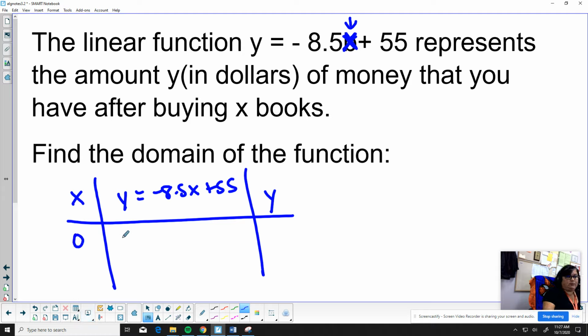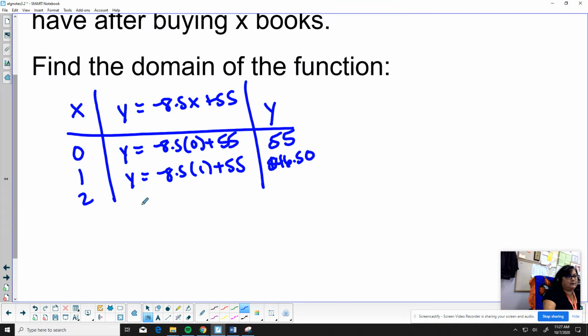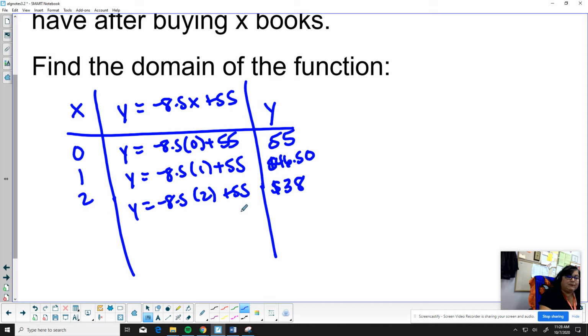So we could buy 0 books, and if we did that, we would still have $55. If we bought 1 book, let's use our calculator there. 55 minus 8.5, we'd have $46.50 left. If we bought 2 books, so $55 minus 8.5 times 2, we'd have $38. And we could keep going here until we got to the negatives, because that would mean we ran out of money. So let's try 5, just to see if we can buy 5 books.